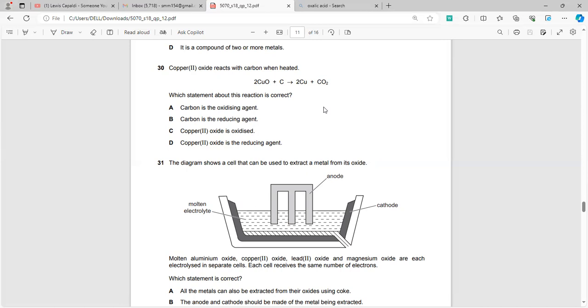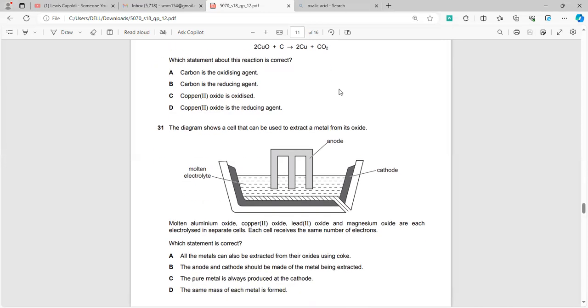Another thing is that both the oxidizing and the reducing agent always come from the reactants, they don't come from the products. So the correct option here is that you can see that carbon is being oxidized. It doesn't have any oxygen over here, but it's gaining an oxygen over here. So carbon is the reducing agent because it's getting oxidized itself.